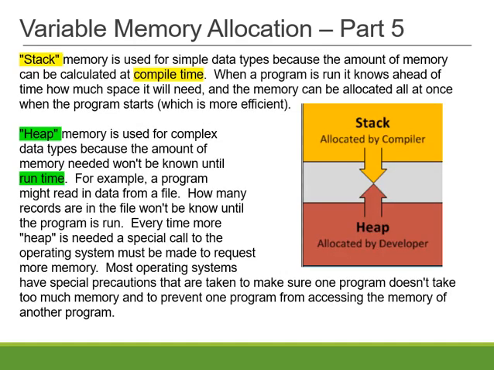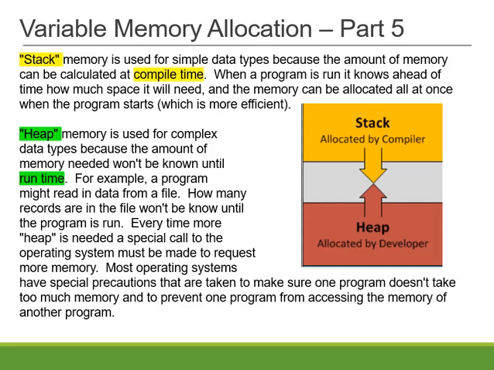Stack memory is calculated at compile time. The program knows the space required for allocation, and the memory is allocated all at once when the program starts. This is more efficient. The heap memory is for complex data types, since the amount of memory required is unknown until program execution. The program does not know the size of the data read from a file until the program is executing.